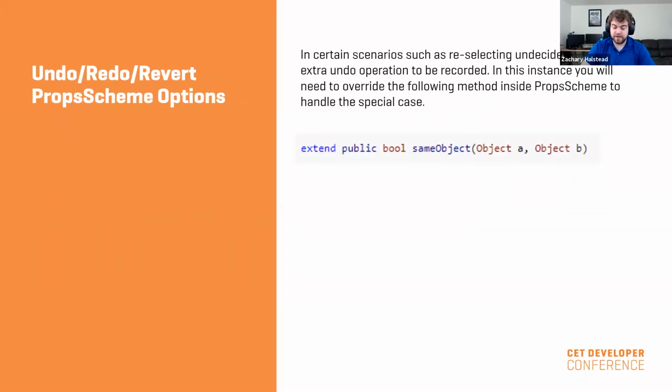And then there are some special cases where you might need to override same object in the prop scheme to enable undo, redo, and revert working properly. There are some instances where an undecided option can cause multiple undos to get into the undo chain, and that's not really desirable because you really just want one. So this allows you to override that so that you can say, this is undecided and this is undecided, now they're actually the same, instead of just doing a base box comparison or an object-to-object comparison, which doesn't necessarily paint a complete, accurate picture. So in cases like that, you would want to override this to get that functionality working properly.